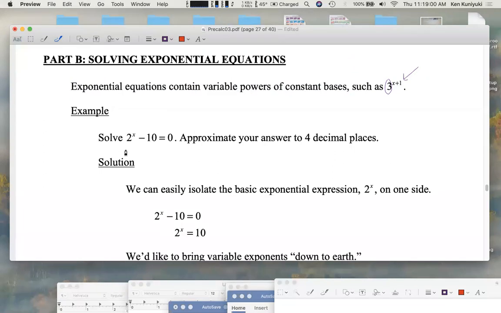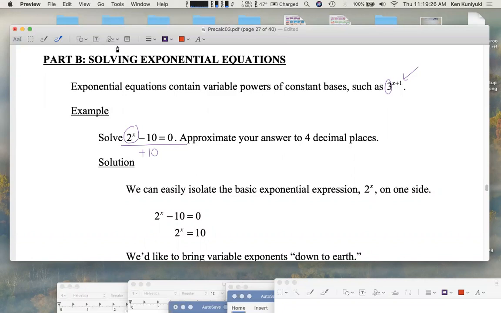Okay, so let's now solve the equation 2 to the x minus 10 equals 0. This contains the exponential 2 to the x, the basic exponential. For something like this, it's easy to isolate this exponential 2 to the x. And we can accomplish that by adding 10 to both sides of this equation. Please say adding 10, not moving 10.